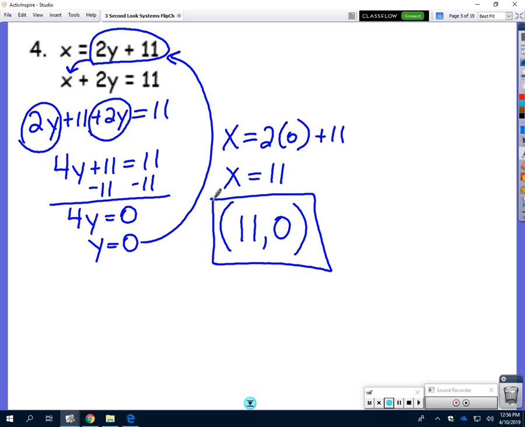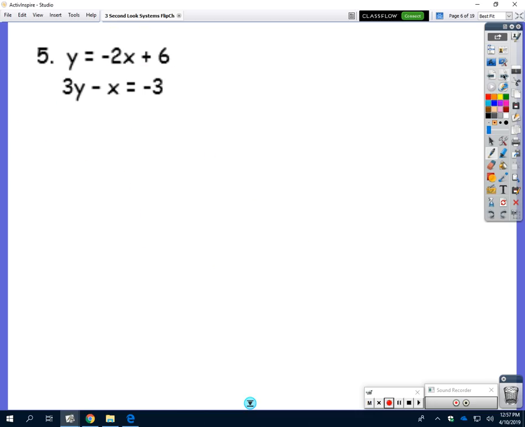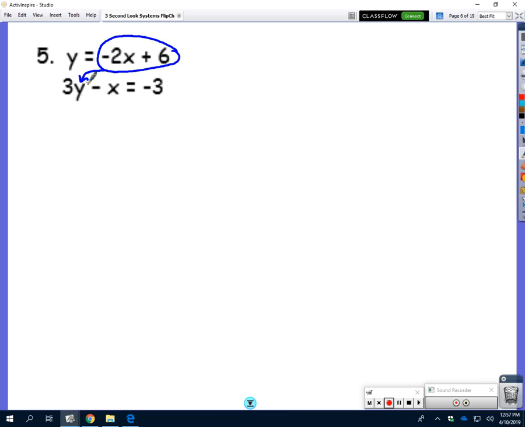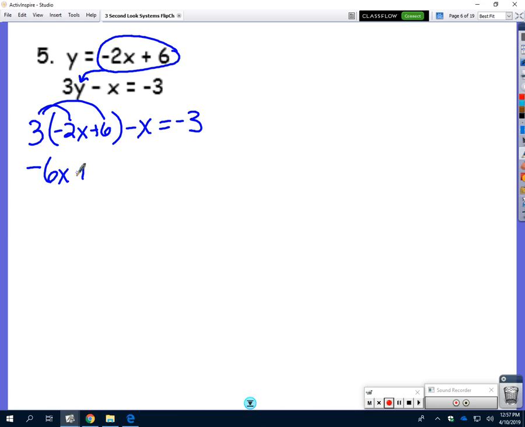Question number 5. The first equation is solved for y. I'm going to place it into the second equation by substituting. 3 times negative 2x plus 6 minus x equals a negative 3. Distribute. 3 times negative 2x is negative 6x. 3 times 6 is 18. Minus x equals negative 3.